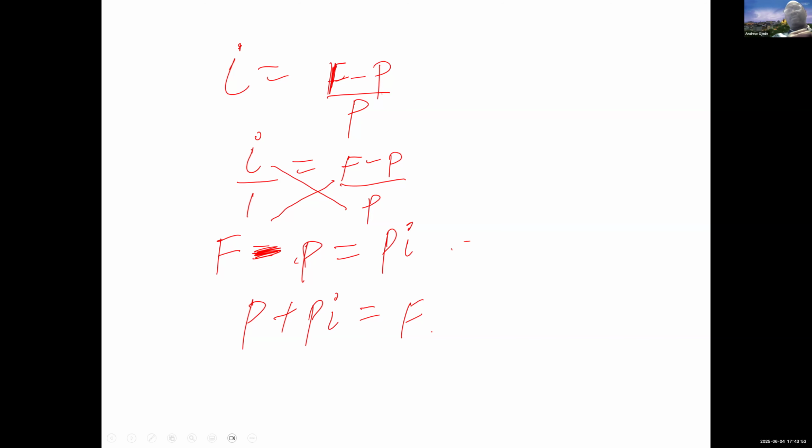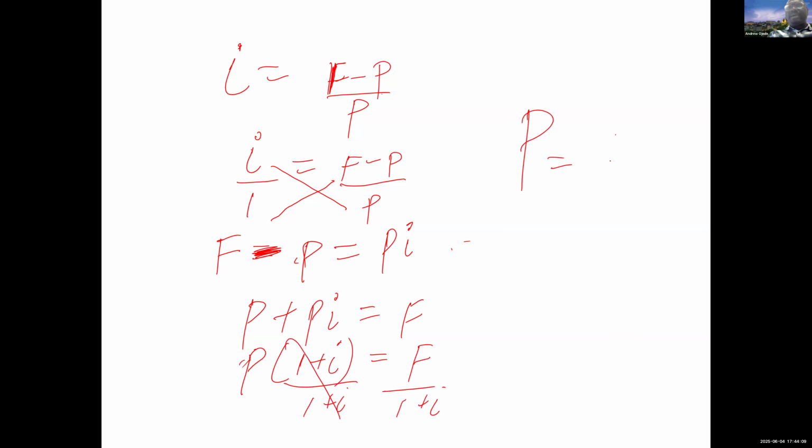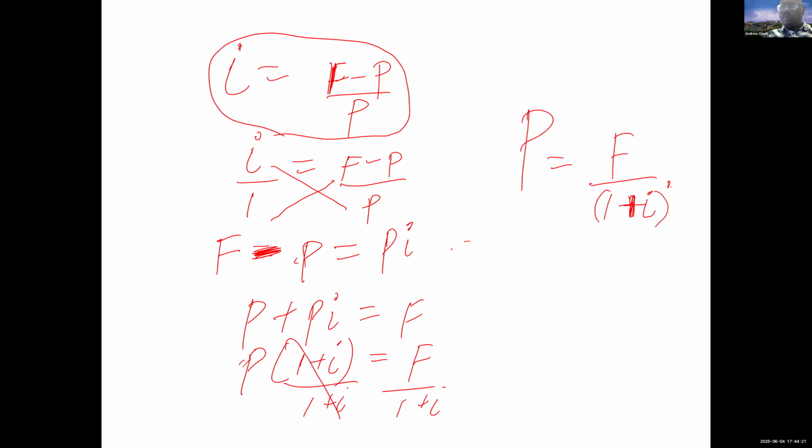So you isolate F on one side. But now P is common, so you can factor it out. You get P times 1 plus I equals face value. If I divide both sides by 1 plus I, you get P equals F over 1 plus I. This formula was written on the assumption that the discount bond matures in 1 year, because this is the same thing as 1 plus I to the power 1.